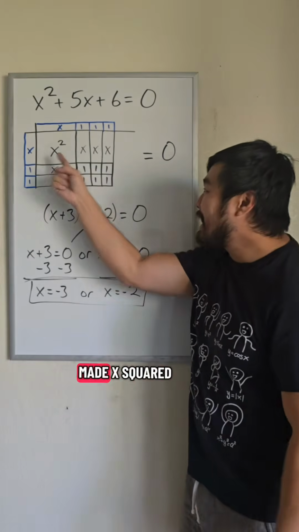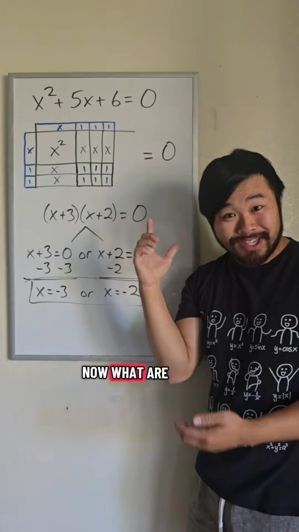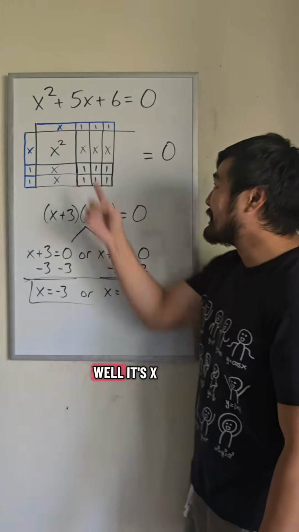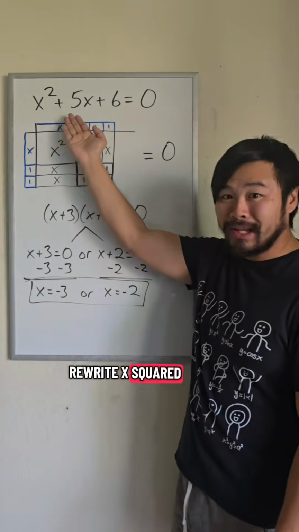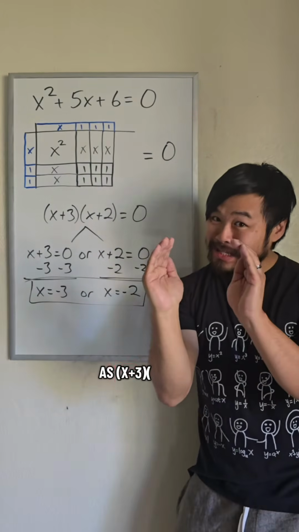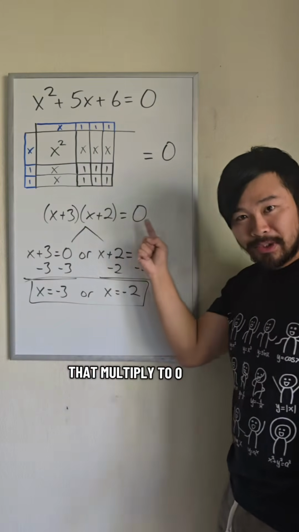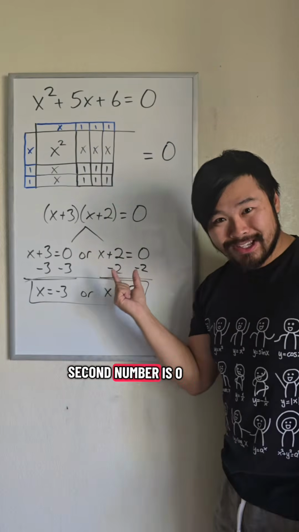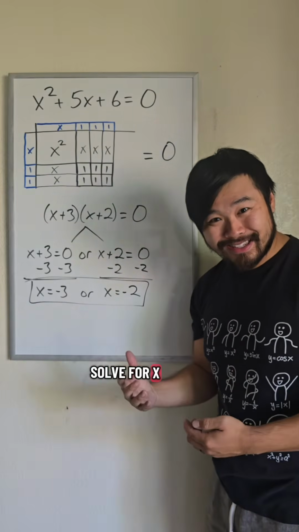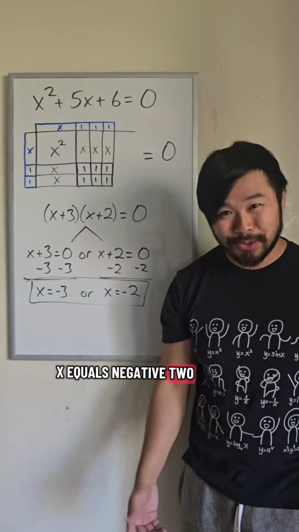And look, we made x squared plus 5x plus 6 into a rectangle. Now, what are the side lengths of this rectangle? Well, it's x plus 3 and x plus 2. So we can rewrite x squared plus 5x plus 6 as x plus 3 times x plus 2. So look, we have two numbers that multiply to 0. That means the first number is 0, or the second number is 0. And when we solve for x, we can see that x equals negative 3, or x equals negative 2.